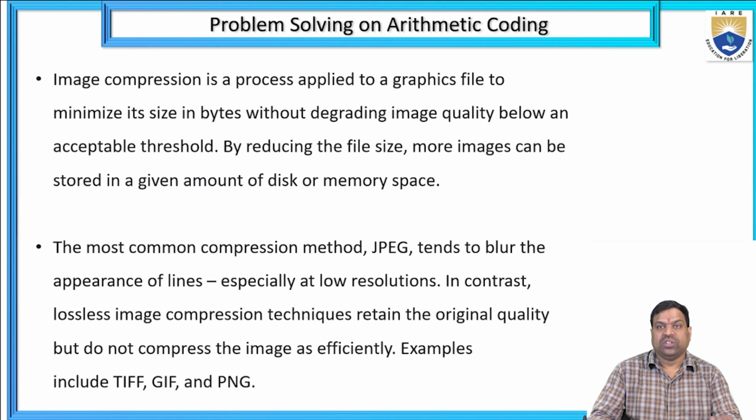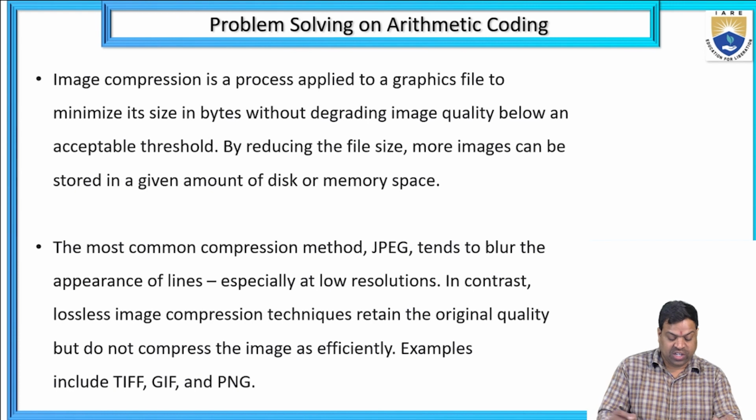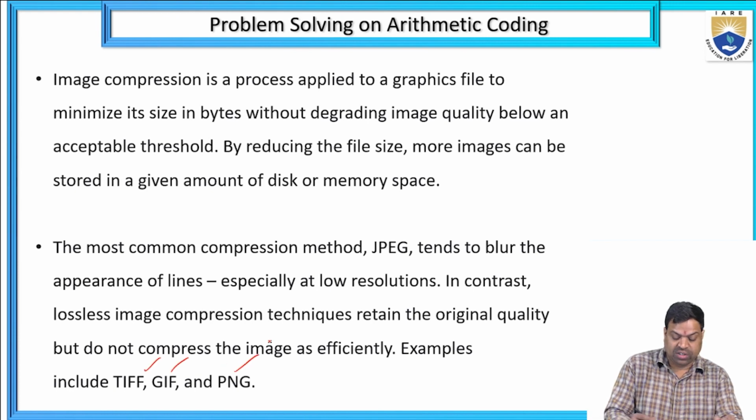Image compression is a process applied to a graphics file to minimize its size in bits without degrading image quality below an acceptable threshold. By reducing the file size, more images can be stored in a given amount of disk or memory space. The most common compression method is JPEG, which tends to blur the appearance of lines, especially at low resolutions. In contrast, lossless image compression techniques retain the original quality but do not compress the image efficiently. Examples are TIFF, GIF and PNG.